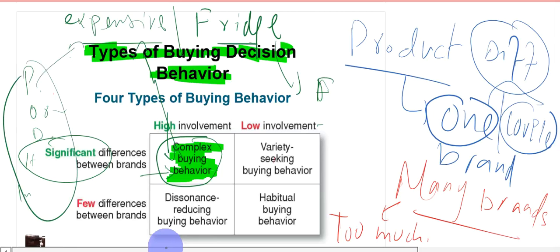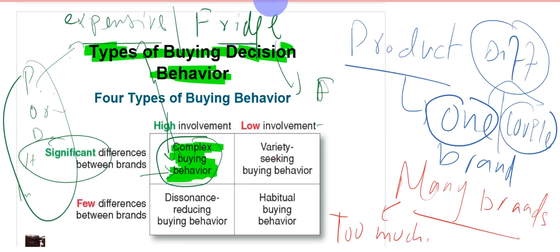Why is it complex? Because consumers do not go to the market on a regular basis to purchase this particular product, and there is so much difference amongst the brands. So that's why consumers will have a complex buying behavior, where consumers will have high involvement along with significant difference amongst the brands.